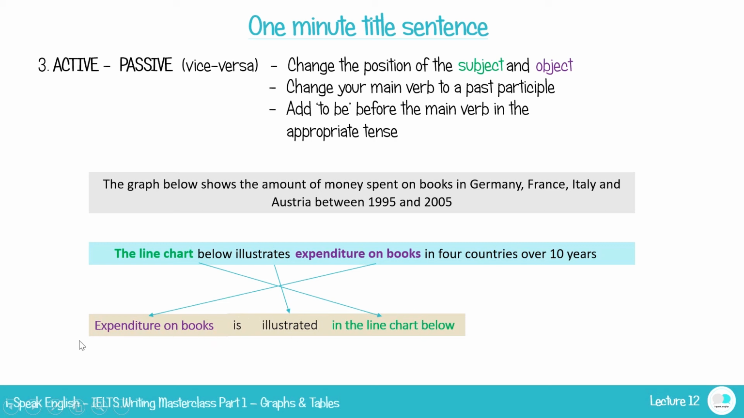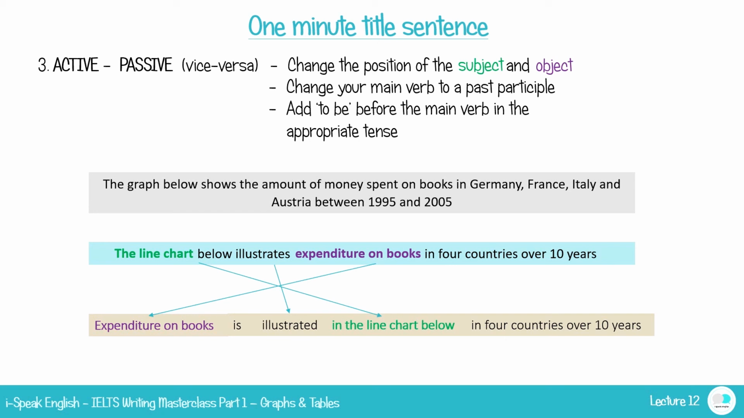So if we do all that, we get expenditure on books is illustrated in the line chart below, and then we just need to add our final part of the sentence in 4 countries over 10 years. And that is a paraphrase. So not only have we paraphrased the vocabulary, we've also paraphrased the structure as well.